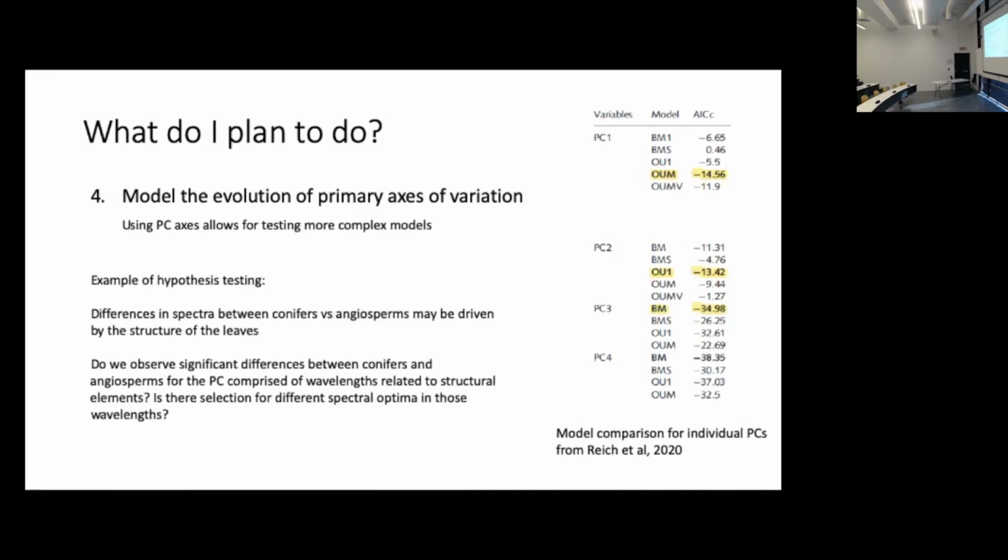So for example, if we were to use the example of the conifer versus angiosperm differences, we might expect that this would be driven by the structure of the leaves, the needles versus the broadleaves. And so would we see differences between the conifers and angiosperms on the principal component comprised of wavelengths related to structural elements? And this is where it kind of ties into what Sean's doing as well. We look at whether there is selection maybe for different spectral optima in those wavelengths. This can tie back to the traits from the principal components.